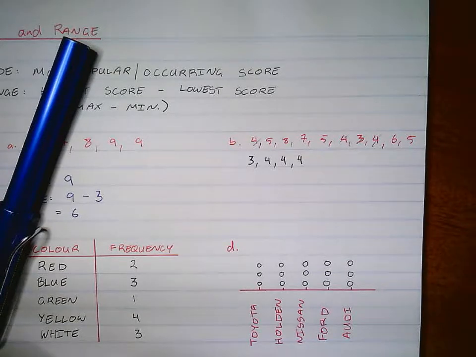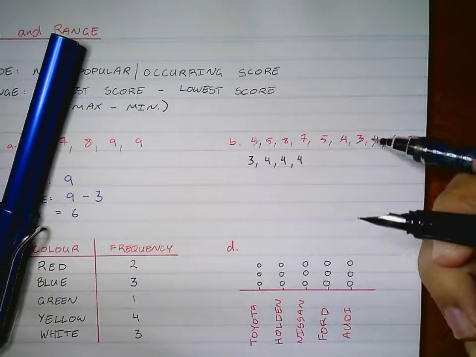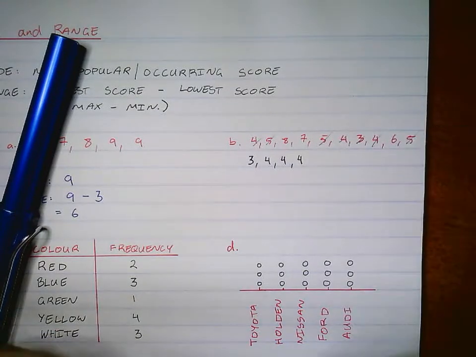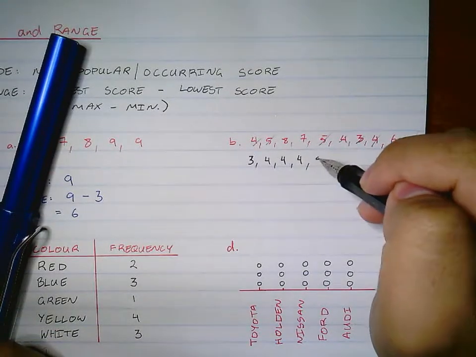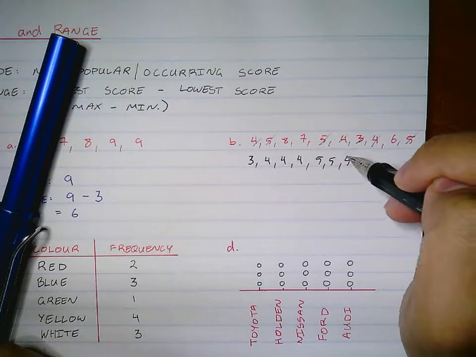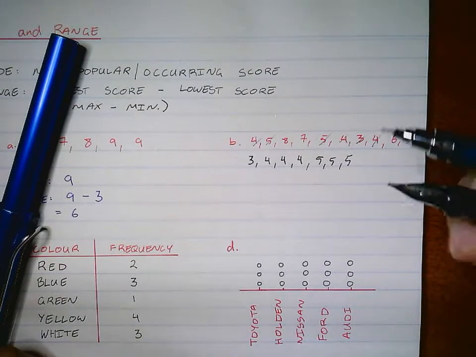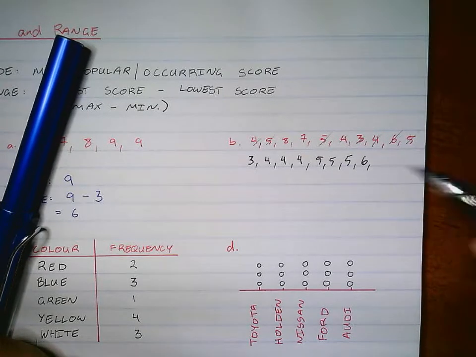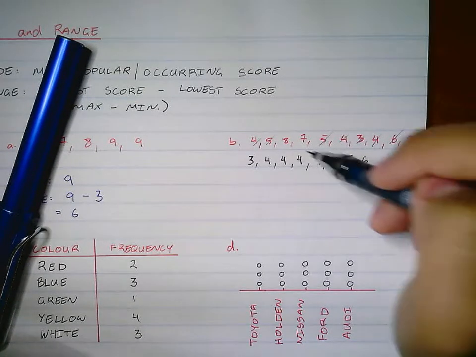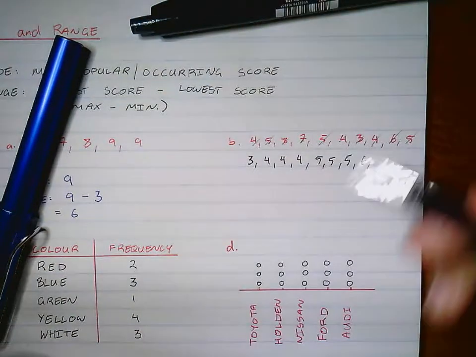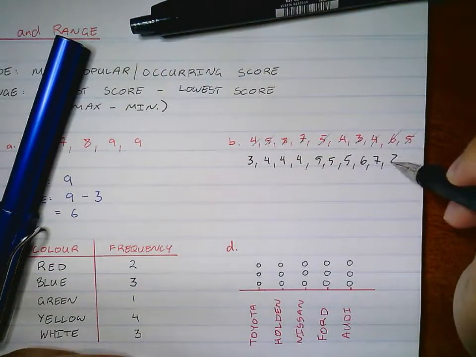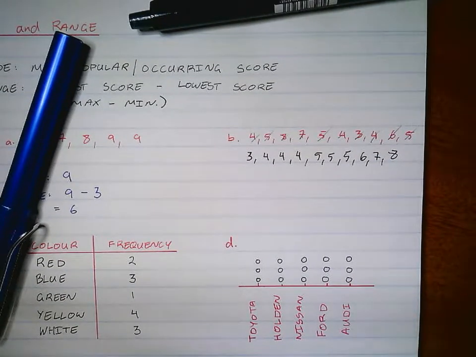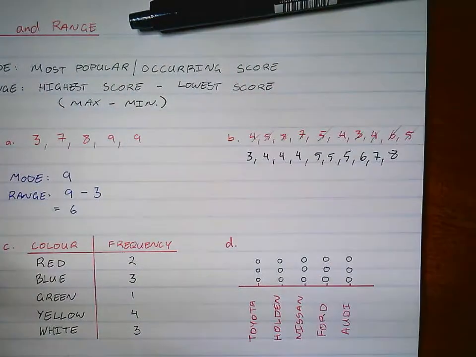We have here. Next number is 5, so we have 1, 2, 3 5s. We have 1 6, 1 7, and 1 8. From here, now it's very easy to see which one is the most occurring and which is the highest.